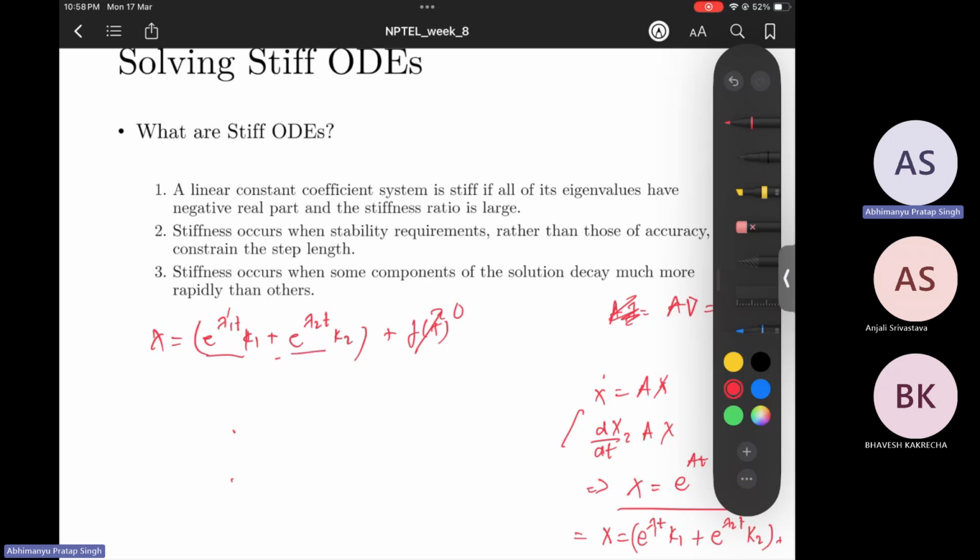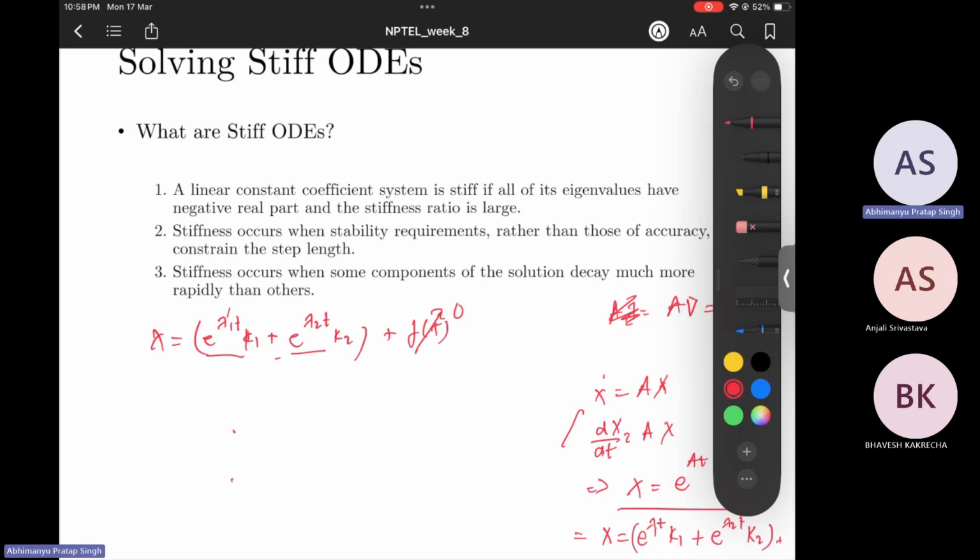Now, if both of these eigenvalues are real and negative, then that means my transients decay very rapidly, and the solution is stable, right? But if the eigenvalues are complex numbers, then there is some oscillatory behavior, and eventually it decays if the real part is negative. But if the eigenvalues are positive, then my solution diverges.